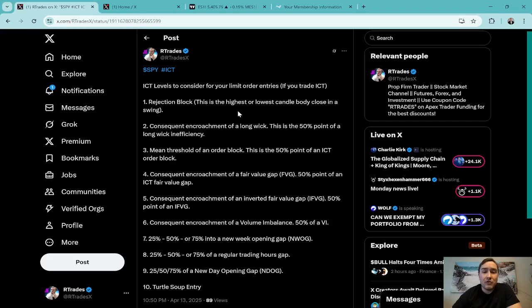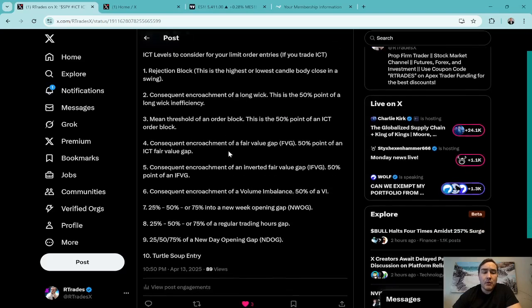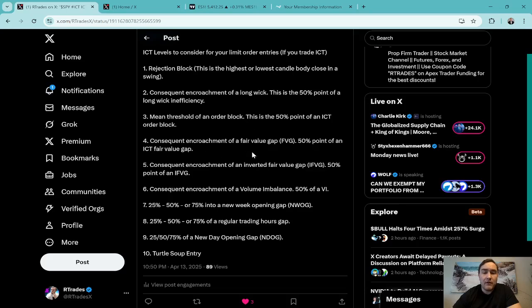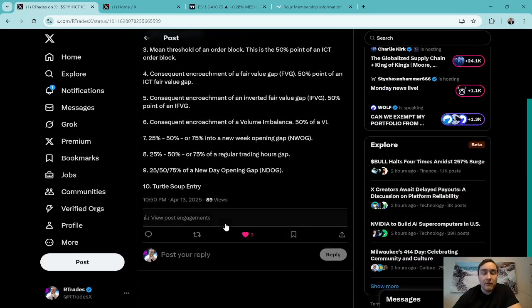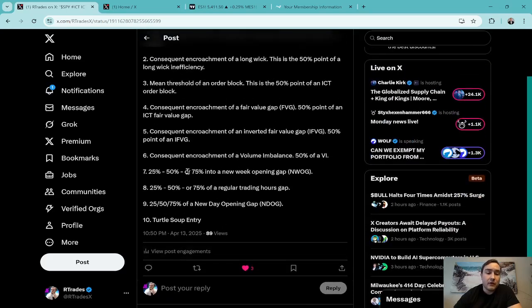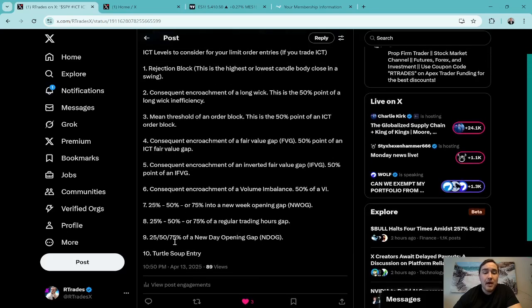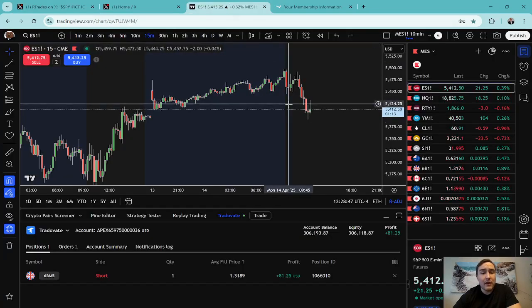The first one is called the rejection block, which is the highest or lowest candle body in a swing. The second level is the consequent encroachment of a long wick. Guys, you're going to see a lot of 50% or halfway entries. Then the mean threshold of an order block, the consequent encroachment of a fair value gap, the consequent encroachment of an inverted fair value gap, the consequent encroachment of a volume imbalance, the 25, 50, or 75% of a new week opening gap, 25, 50, or 75% of a regular trading hours gap, 25, 50, or 75% of a new day opening gap, and number 10, the turtle soup entry, guys. There are more out there. We're going to get started with some of the basic ones.